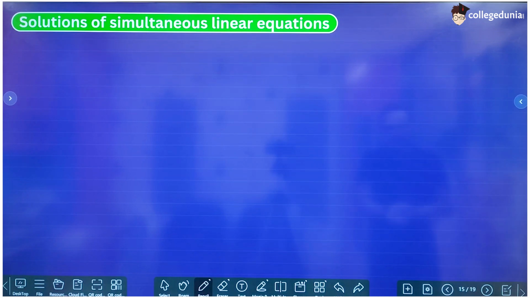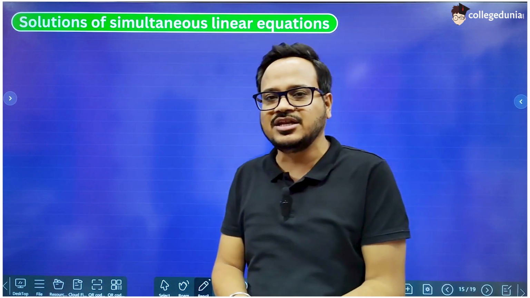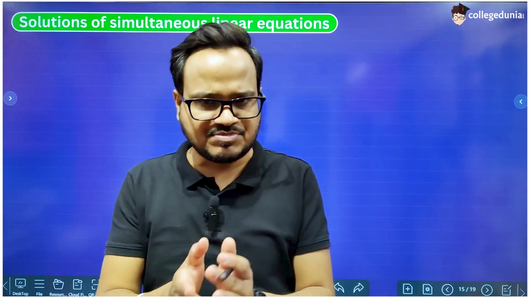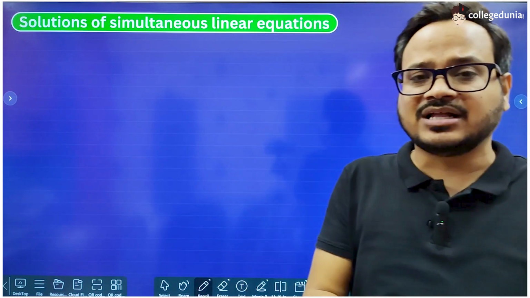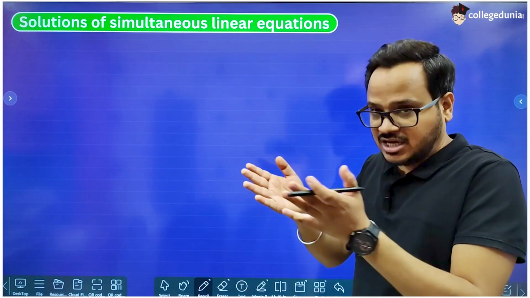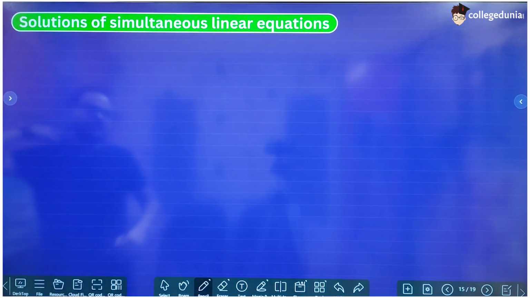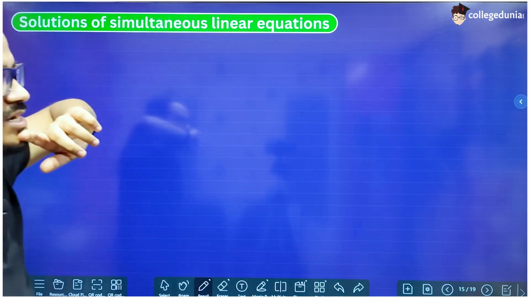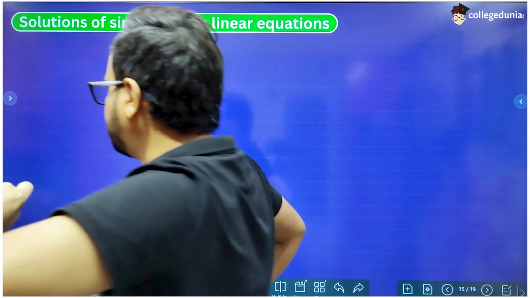You have already understood some methods of finding the solutions of simultaneous linear equations in class 10th, like the substitution method, the elimination method, the cross multiplication method, the graphical method. But now there is another method. We will find the solutions of linear equations using determinants and matrices.